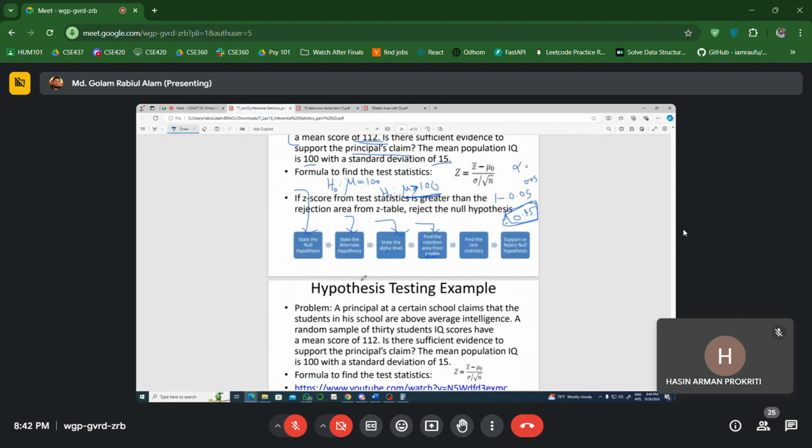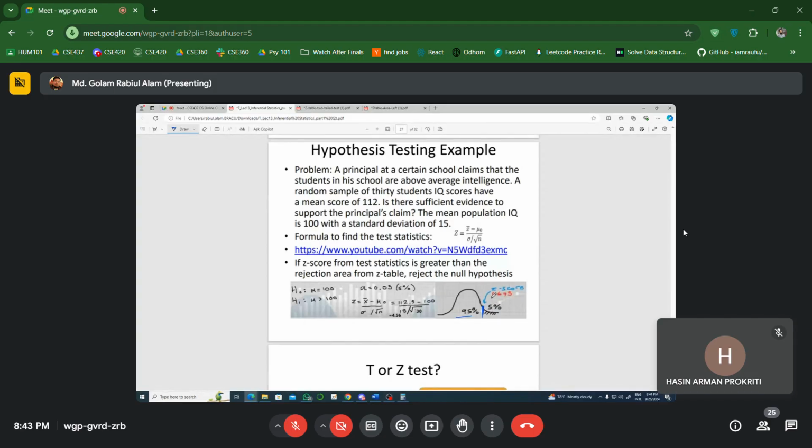Now we can use that one. Here in the rejection zone, we can see 1.645. This is the critical score, or Z score. That means within this range of standard deviations, all values are acceptable, and the rejection zone is this 5%, that is alpha 5%. This 5% is the rejection zone.